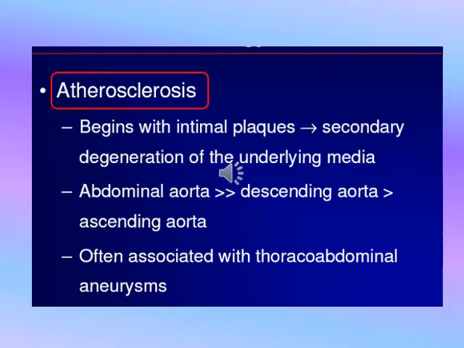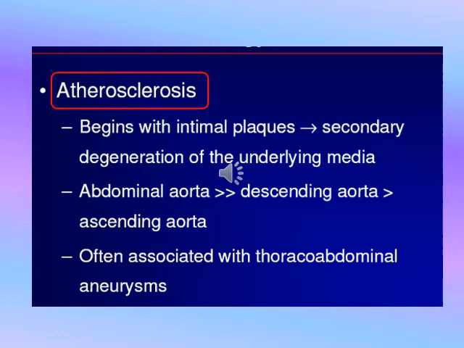Atherosclerosis, on the other hand, would affect the intima, causing first intimal plaques, which start to degenerate and then reach the media. When the media is reached, the vessel gets weaker and starts forming an aneurysm. Atherosclerosis would affect mostly the abdominal aorta, causing triple A's, abdominal aortic aneurysms.